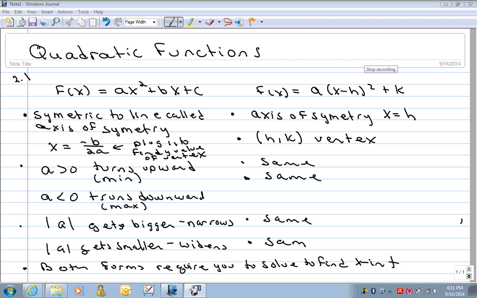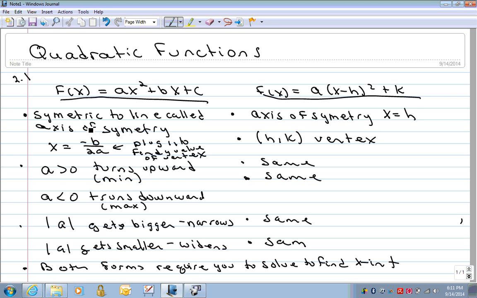Hello Bearcats. Today we're going to review the properties of quadratic functions, both in general form and in standard form, or often we refer to that as graphing form. Here are our two forms. Here's our general form right here, and here is our graphing form or our standard form right here.